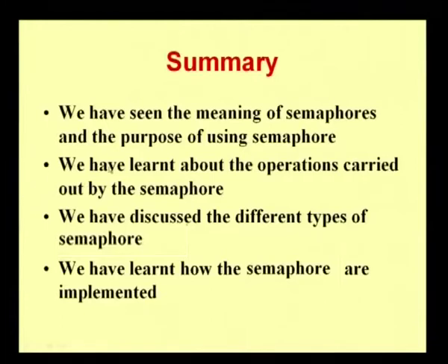Now, let us summarize whatever we have seen in today's lecture. We have seen what a semaphore is, the meaning of a semaphore, and the purpose of using a semaphore. We have learnt about the operations carried out by a semaphore. There are three different operations. The first and foremost is initialization, then increment, and decrement. Initialize, increment and decrement are the three operations carried out by a semaphore.